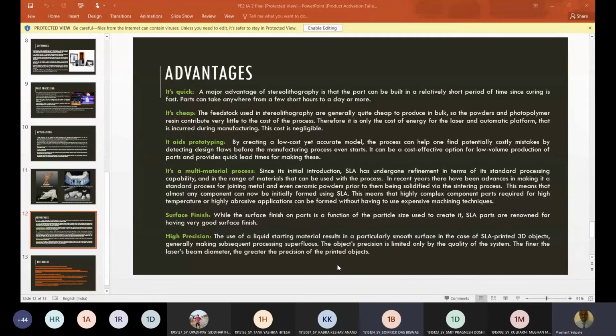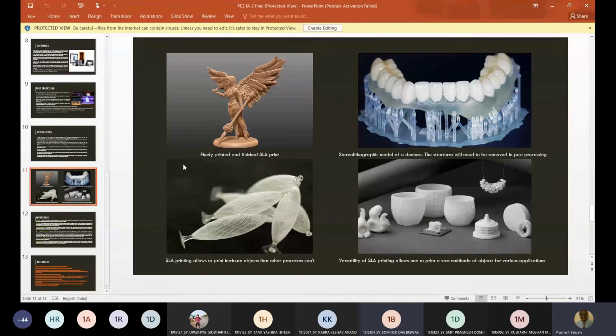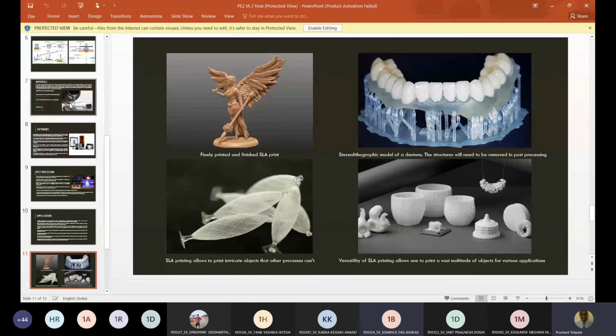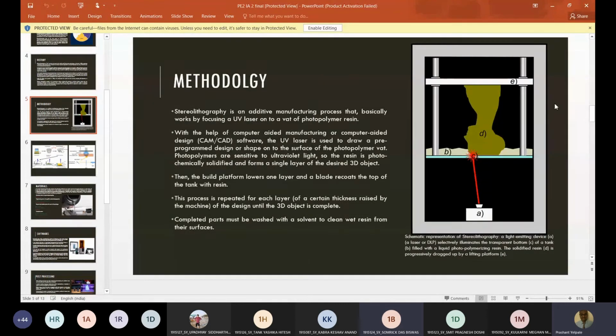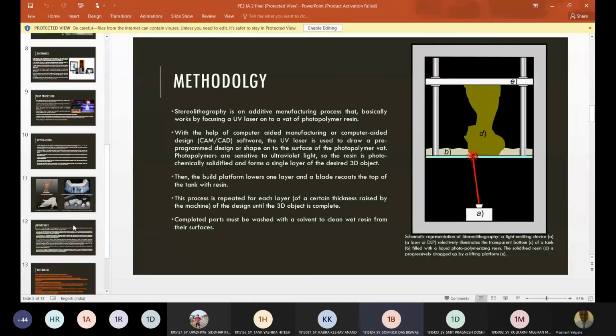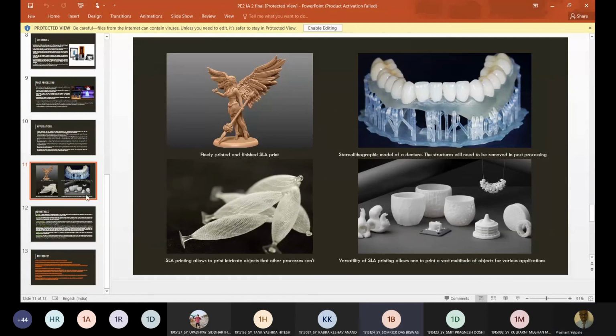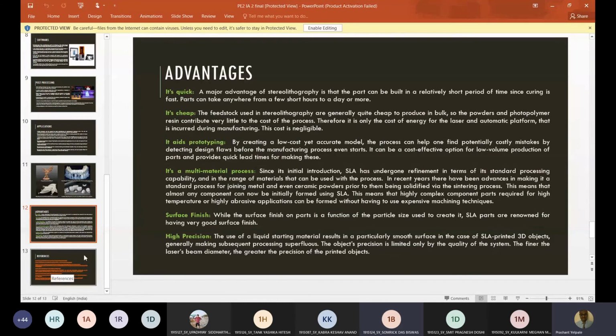As she said, the manufacturing cost in SLA is extremely low because one printer can print a lot of objects very quickly. But the time will mainly depend on how much quality we want. For example, printing something like this will take a lot of time compared to printing something like this, because that is much more intricate than this. Okay, very nice.